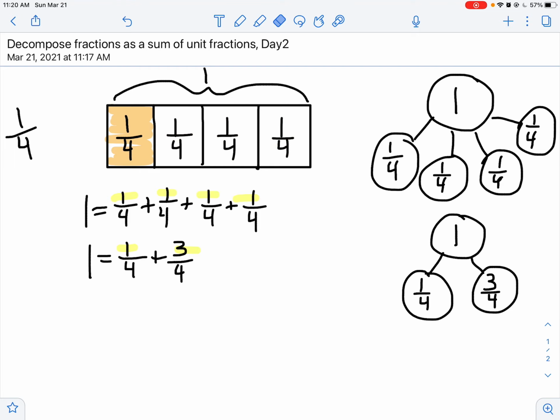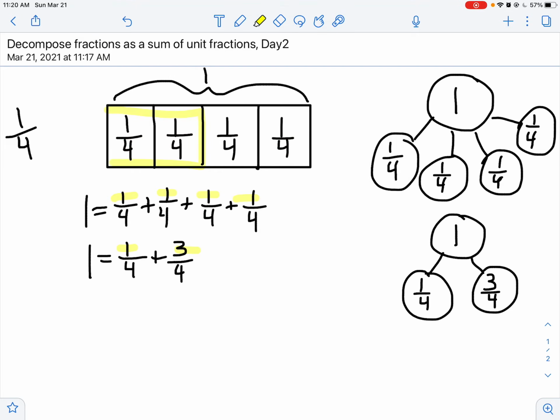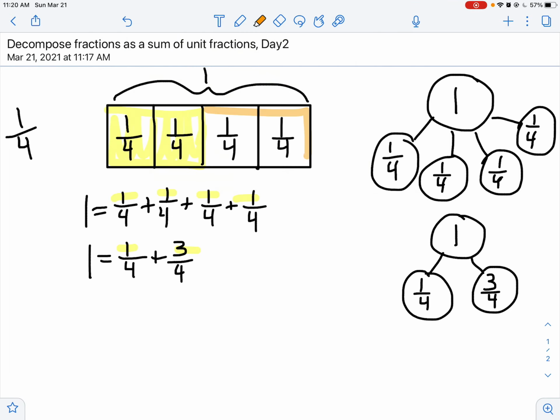What other ways could I break this down? I'm going to get rid of my coloring. Let's see, I could do 2/4 plus 2/4. That's another way I could break it down, right? That would still give me 1 whole. I could also break it down as 3/4 and 1/4, which we've already done, so let's try something different.